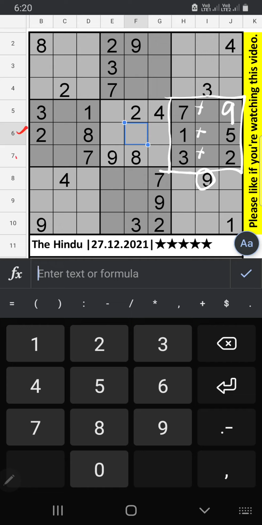In 6th row and 7th row we have 8. 8 is not possible in these two cells. Then 8 will come here. In the 5th row, 2 numbers are remaining, 5 and 6.